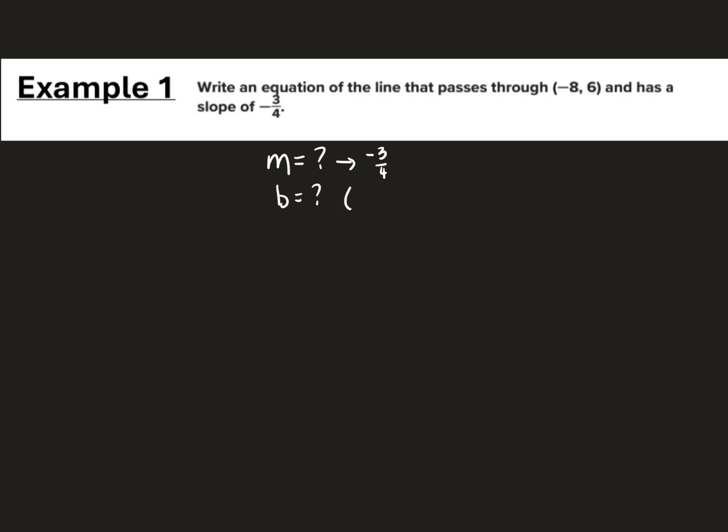If my ordered pair that's been given to me starts with a 0, then that is the y-intercept. Does my ordered pair start with a 0? No, it does not. It starts with -8 and then positive 6. There are many different ways to go about finding the y-intercept, but we're going to use point-slope form. Point-slope form is y minus y1 equals m times x minus x1.